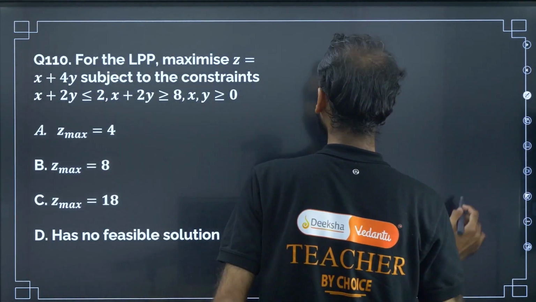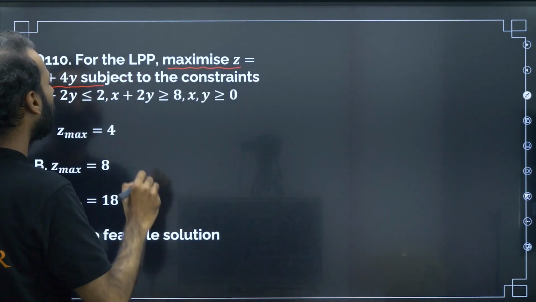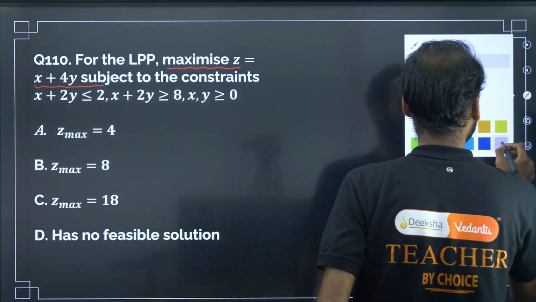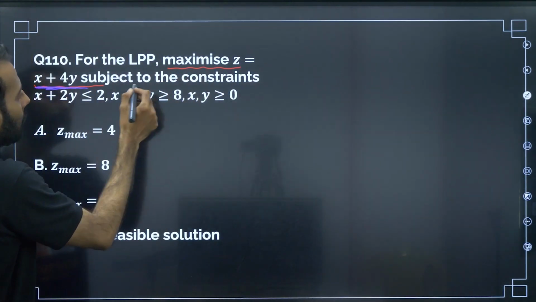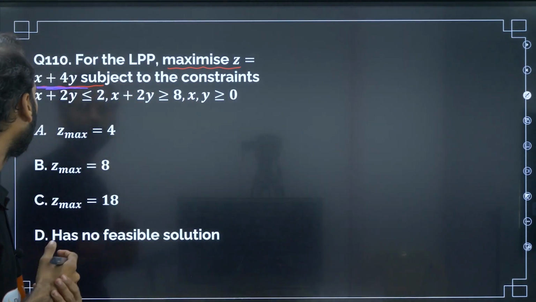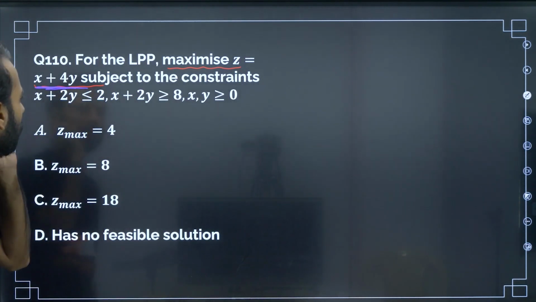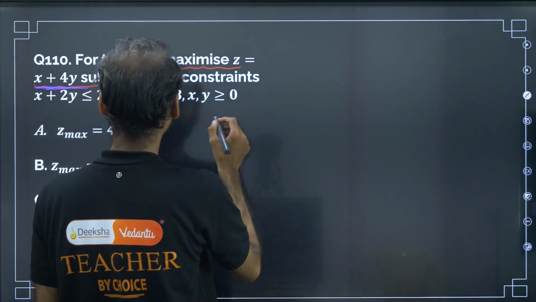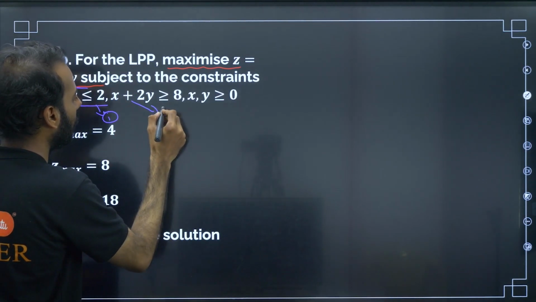Next question. For the LPP, maximize z is equal to x plus 4y subject to constraints. These are the constraints. Once again, I will read the question. For the LPP, maximize this function they have given, subject to constraints x plus 2y less than or equal to 2, and so on. We have to maximize this, and also after maximizing, we have to find the max value of z. So these are the options. First, let me mark this as equation 1. Let me mark this as equation 2.